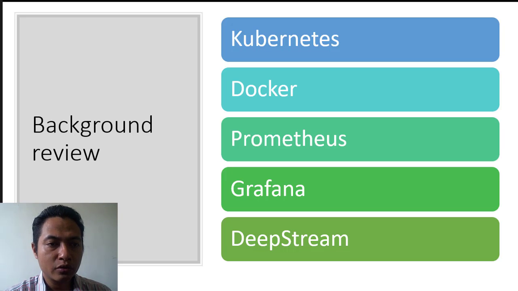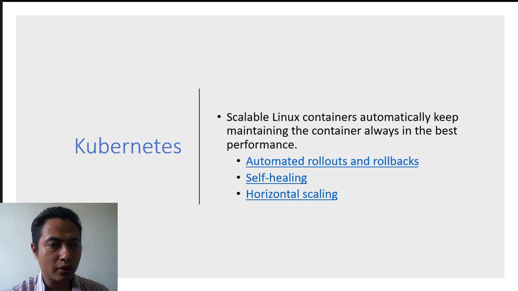I will explain some background review for our project. First is Kubernetes. Kubernetes is an open source system for automating deployment, scaling, and management of containerized applications. One of the best Kubernetes features is first, automated rollouts and rollbacks, where Kubernetes progressively rolls out changes to our application configuration, while monitoring application health to ensure it doesn't kill all instances at the same time. If something goes wrong, Kubernetes will roll back the change for our container.